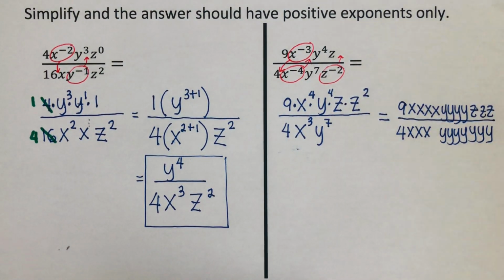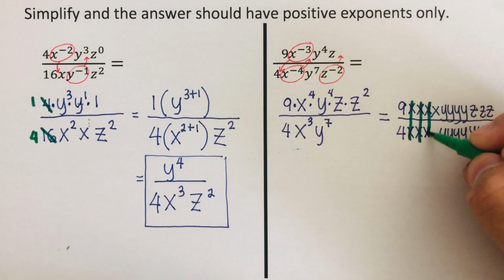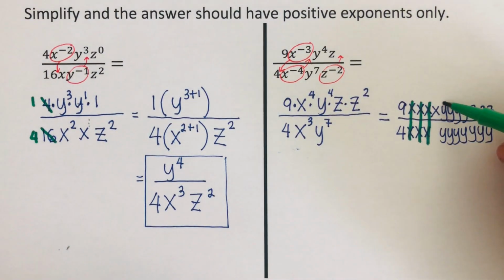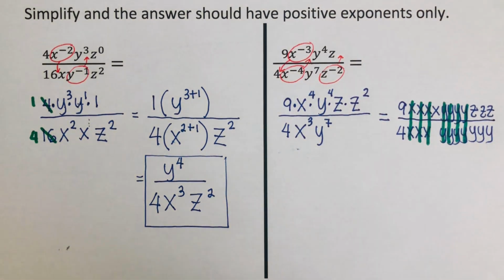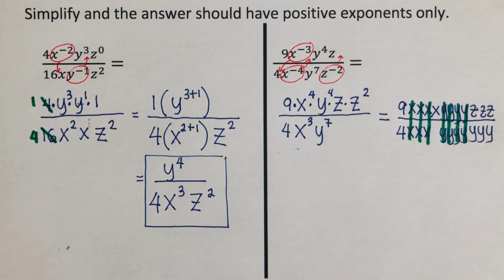So then from here, we can go ahead and cross out these 2 x's. These 2 x's get crossed out. These 2 x's will be crossed out. These y's will be crossed out. So we partner them up. So we have crossed out everything, all the ones that should be crossed out.